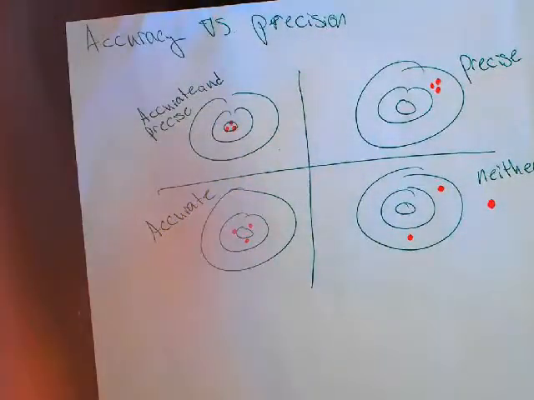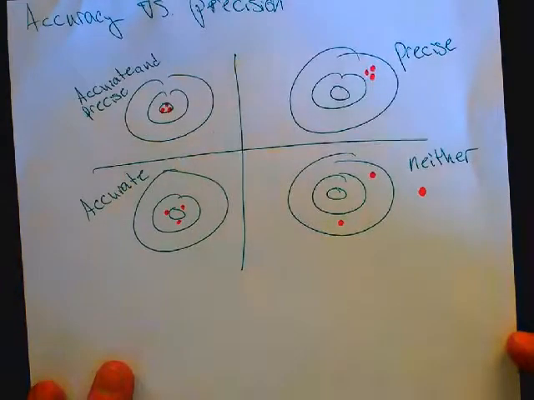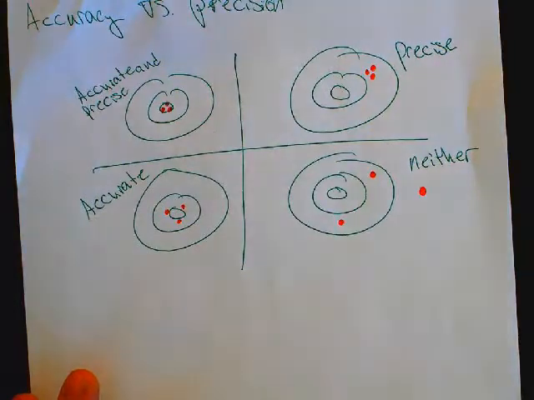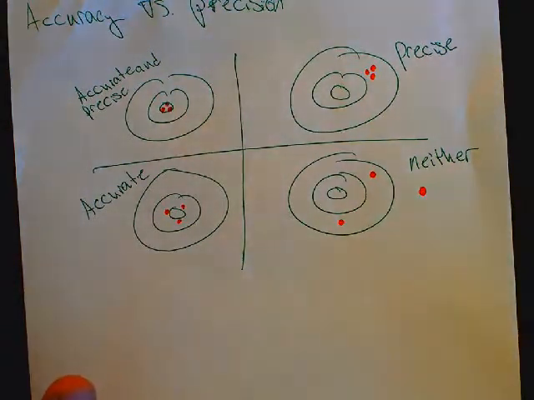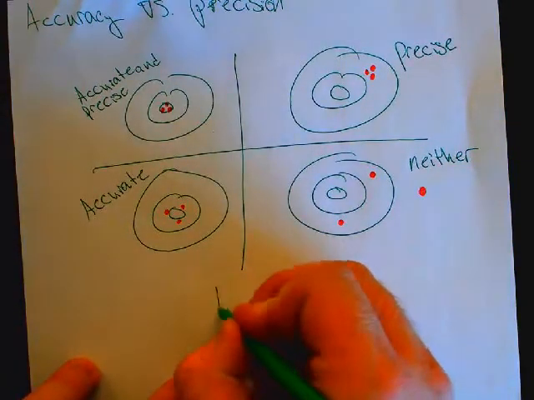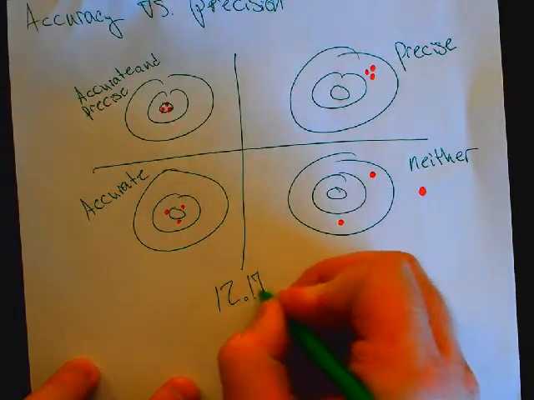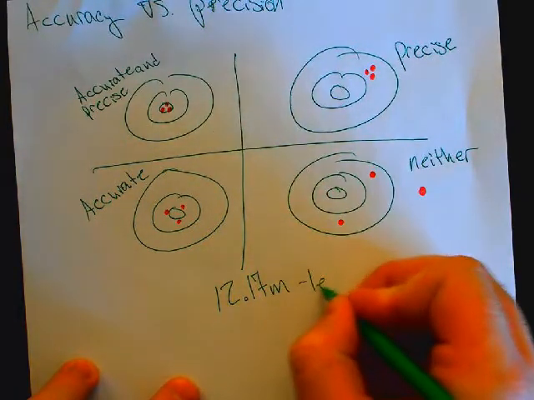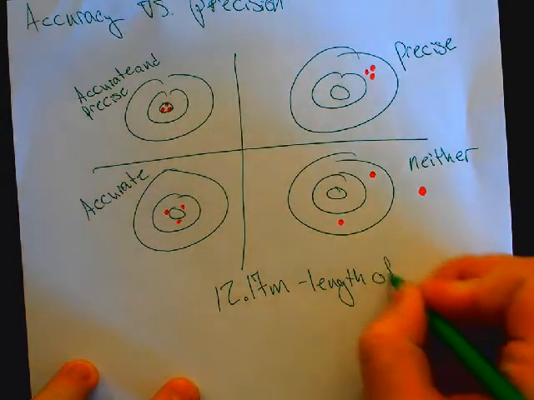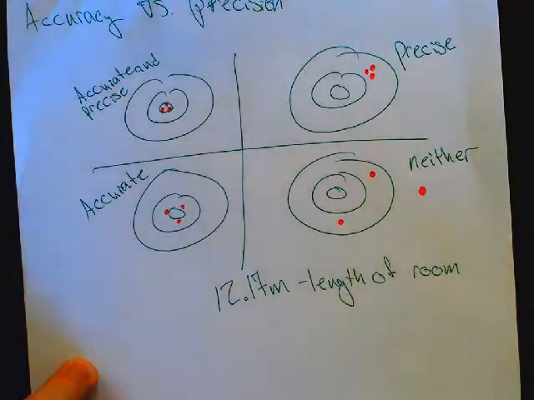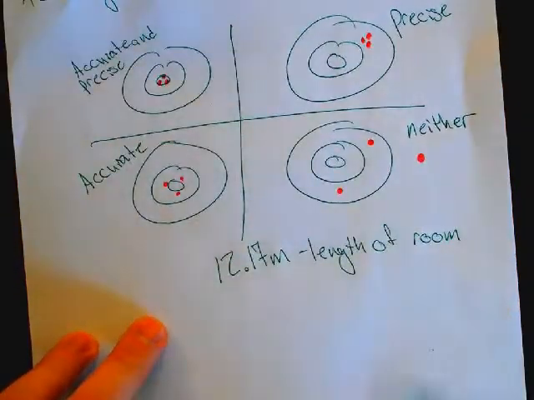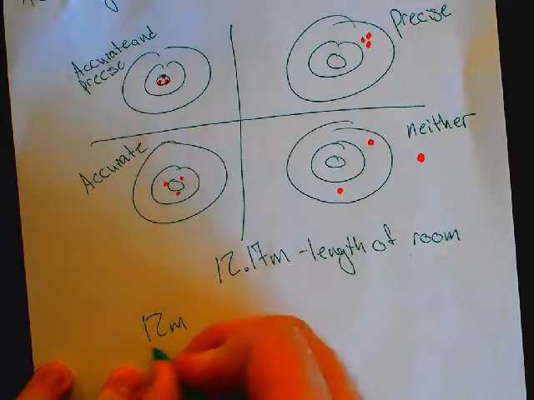And we can correspond this to measurements that we took when we were working with our string lab. As one of the measurements you guys had to make in the string lab, you had to measure the length of the room. And I looked through the string lab results, and most of us did pretty good. The actual length of the room is 12.17 meters. Now, some of you wrote down that the room was 12 meters long.